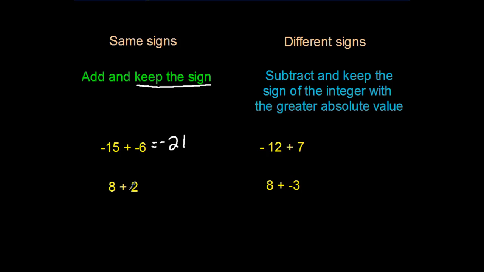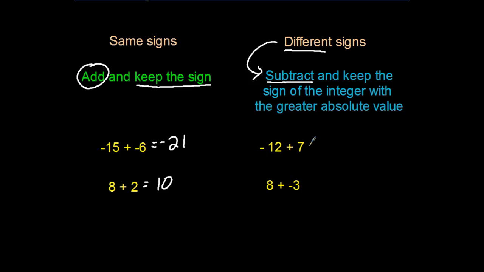We've been doing this with positive numbers for a long time. My signs are the same, they're both positive, so I add them and keep the sign. Just keep my answer positive. Now when the signs are different, like one being negative and one being positive, I have to subtract. Whereas over here I was adding, my signs are different, I'm going to subtract, and keep the sign of the integer with the greater absolute value.